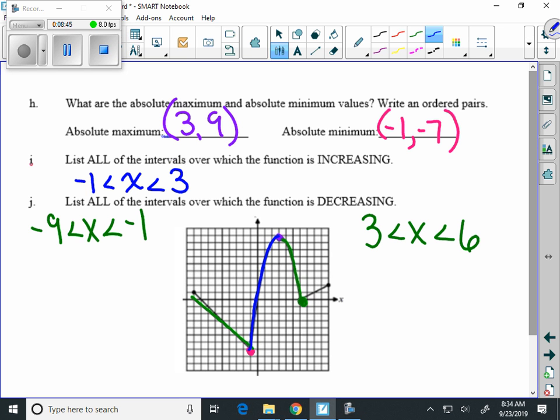And we finish by going up, up, up, up, up, up, up. That's going to be an increasing value. So this is going to be 6 is less than x is less than 10, I believe. 1, 2, 3, 4, 5, 6, 7, 8, 9, 10.